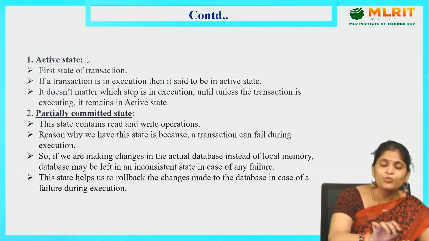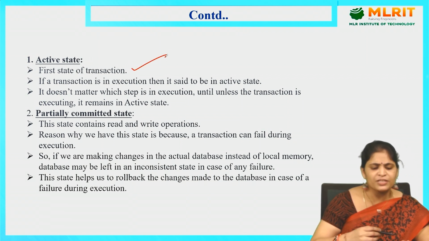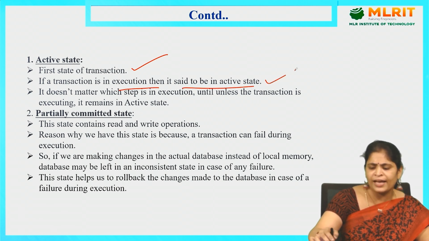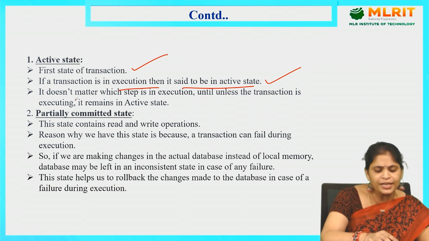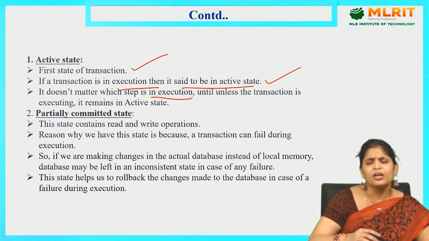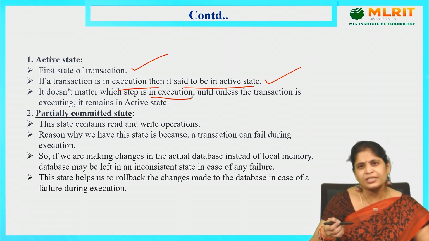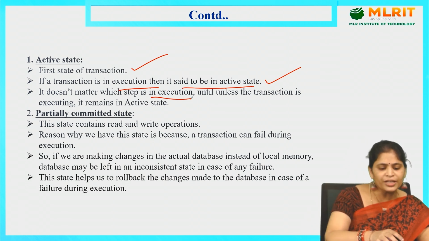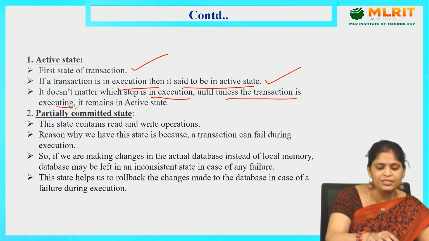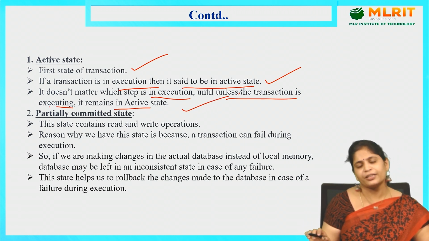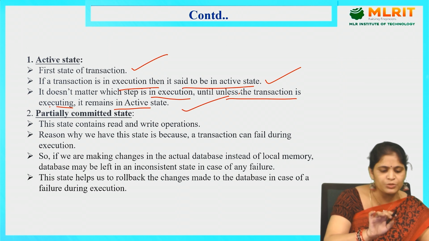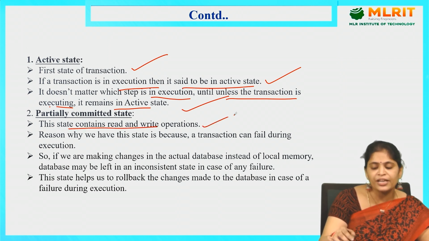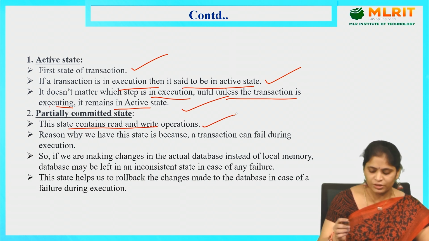Active state. First state is what? Active state. This is nothing but the first state of a transaction. If a transaction is in execution, then it is said to be in the active state. It doesn't matter which step is in execution, whether it is in partial execution or committed state, whatever state it might be. Until the transaction is executing, it remains in the active state. That is the active state. Next, partially committed state. This state contains read and write operations, as I told you. So this state contains what?